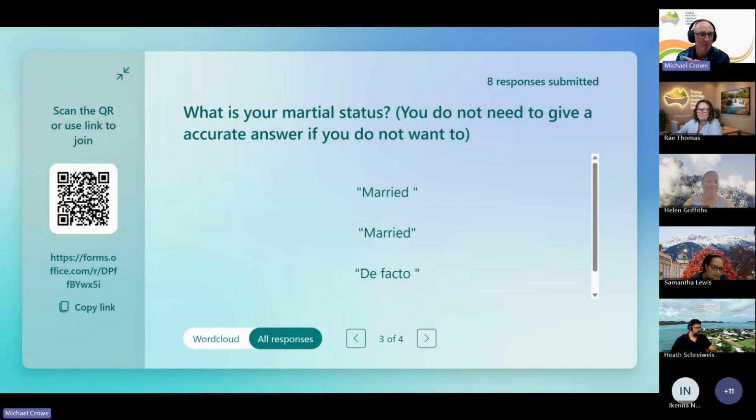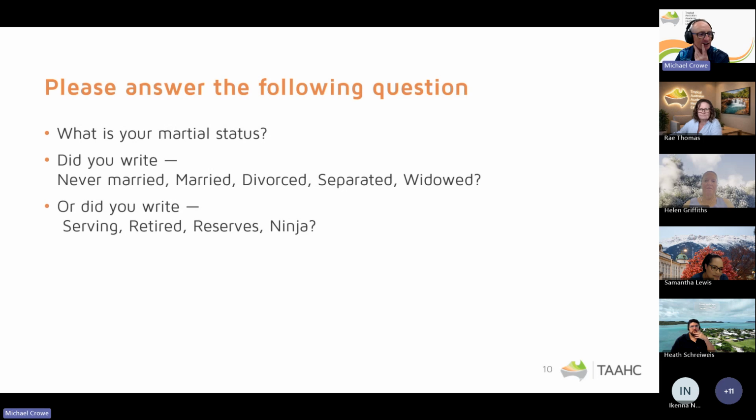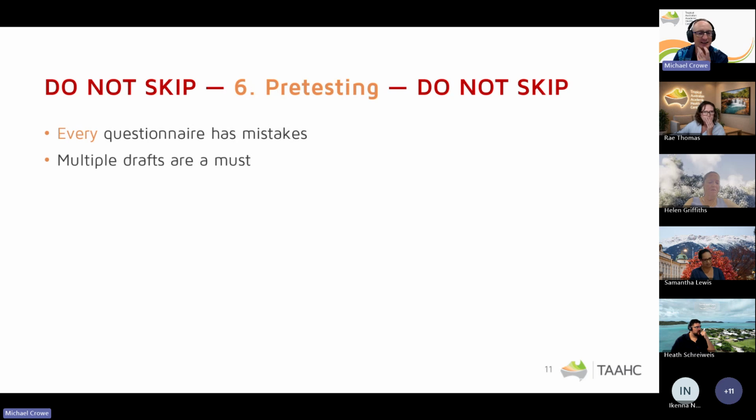So people pick those things up. You mightn't have today, but when people get questionnaires, I kind of have to be careful. All right. So yes, the correct answers are things like you're currently serving, or you're in the reserves, or you're a ninja, or whatever you happen to be. It's probably a better approach to your marital status.